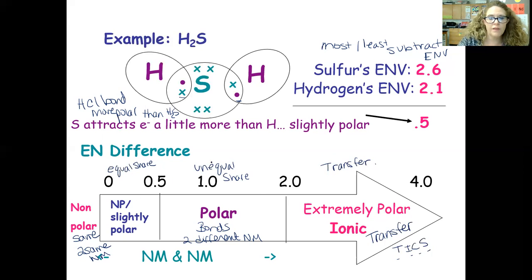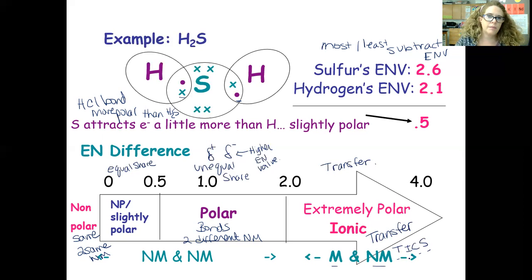And so whenever we have these ones that are polar, we're going to have a delta positive and a delta negative end. The one that is the delta negative end is going to be whichever element has the higher electronegativity value. So let's see what we have on our next slide. Here we have our transfer, which is going to be between metals and nonmetals.